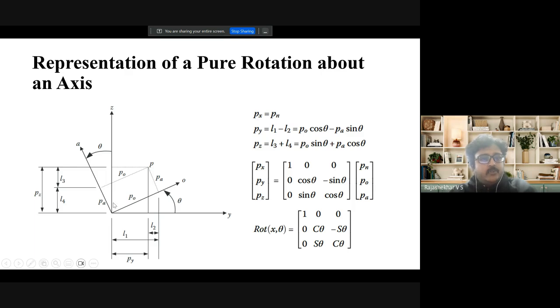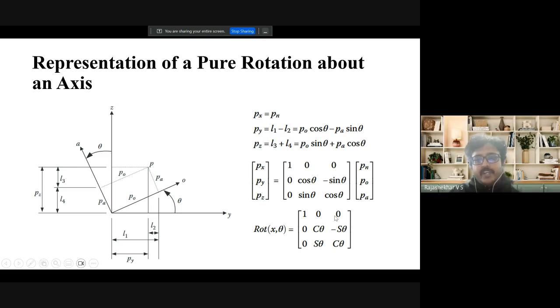geometry initially, where you can figure out the geometry, and you can convert it into an algebraic expression. Px is nothing but the Pn. This is L1 minus L2, the Py. The distance it has moved is Py. That is L1 minus L2. That is the Py distance. This is the point distance, and Pz, that is this distance, that is L3 plus L4. So this is converted into trigonometric equations, and if you put Px, Py, and Pz into a matrix, what happens is this gives a rotation matrix about the x-axis.